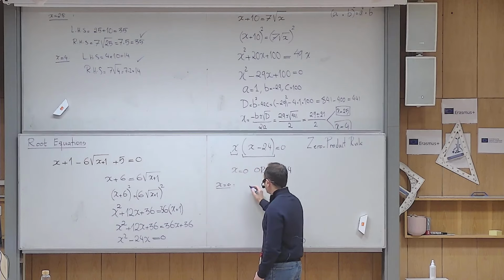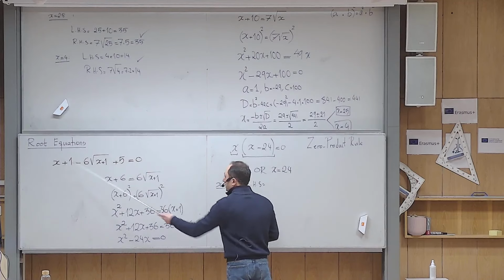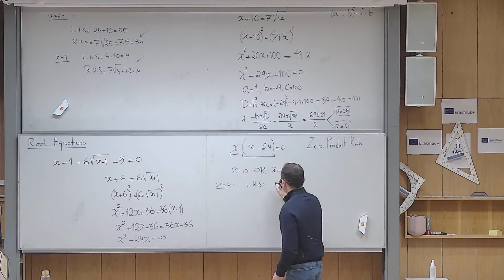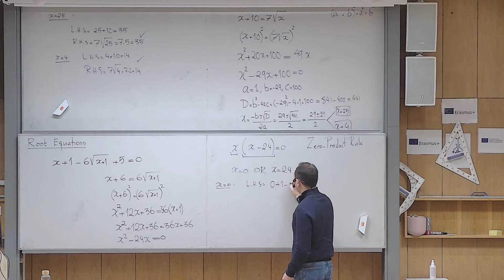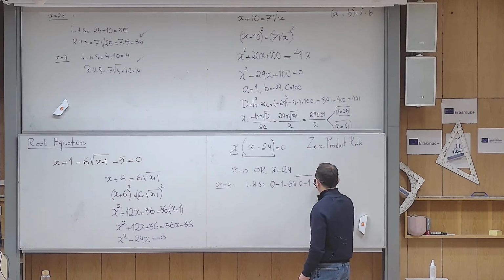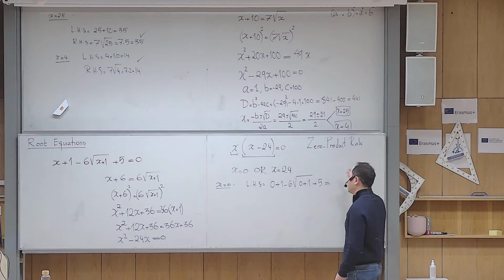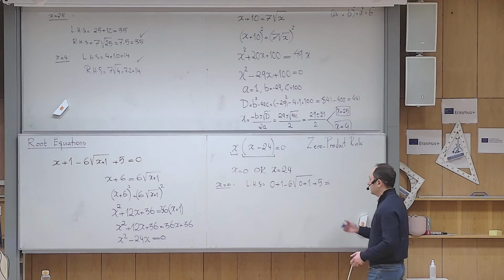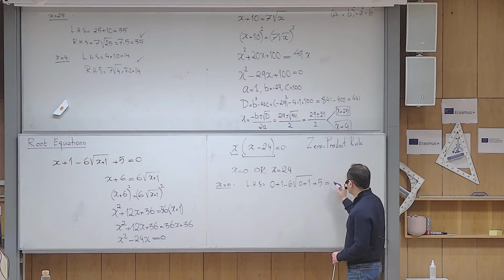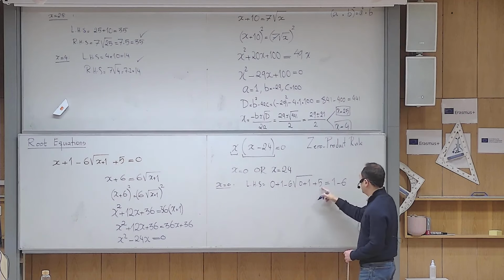So I would say left-hand side is equal to, instead of x here and x there, I put this number. So it becomes 0 plus 1 minus 6 times the square root of 0 plus 1, plus 5. And then I simplify to see if it reaches the right-hand side or not. So 0 plus 1 is 1. Square root of 1 is 1. 1 times 6 is 6. I have a negative sign. And then I have plus 5.